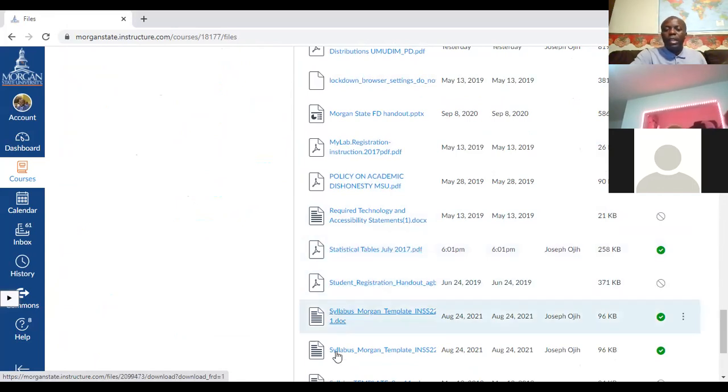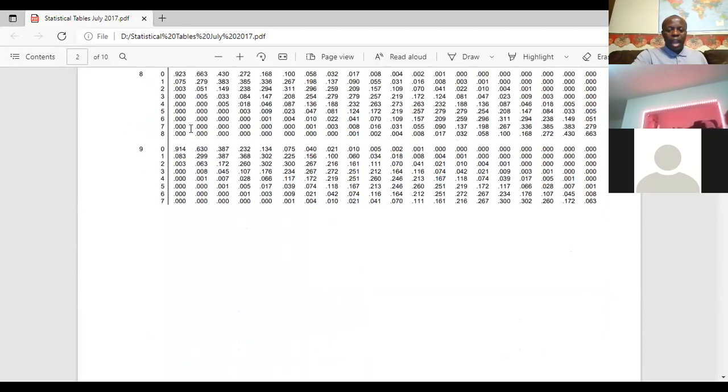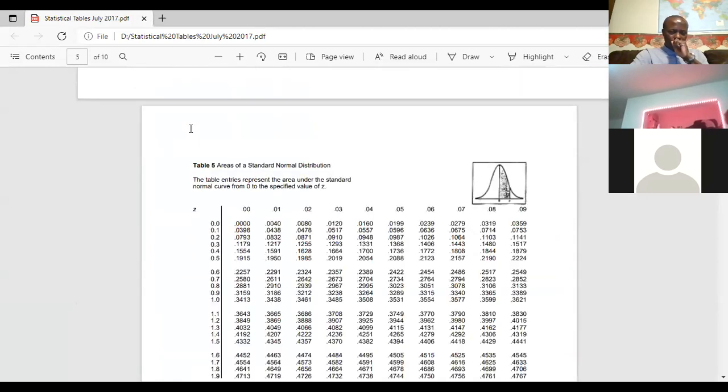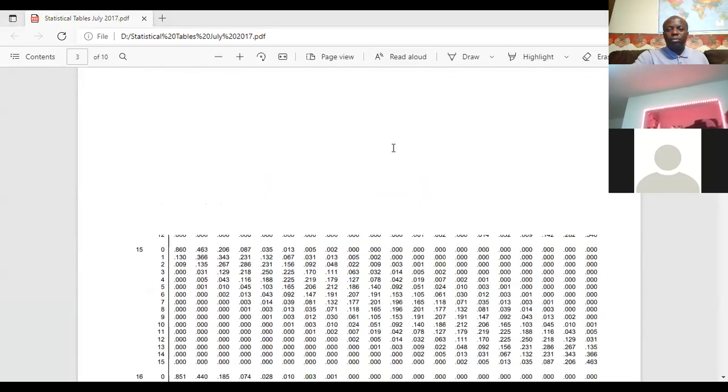I've already downloaded my own, and I'm going to show you how it looks. It has many distributions, like this one that we'll be using tonight. It's called binomial distribution. Next week, we start to use this type: areas under standard normal distribution. So download the file and print it out. You also need it for other tests. We still have 2 tests left to do.